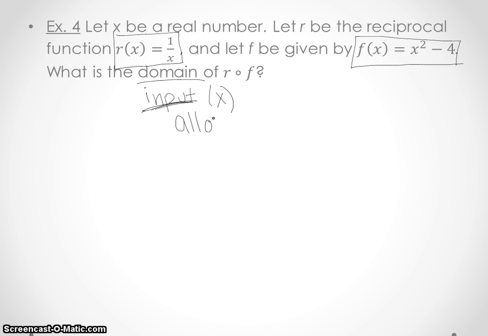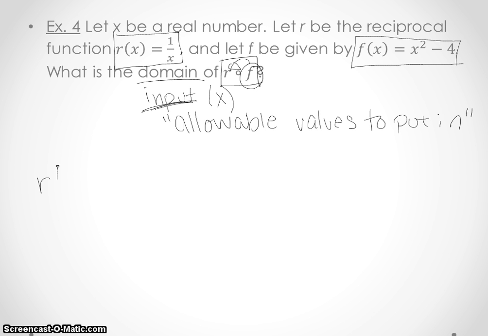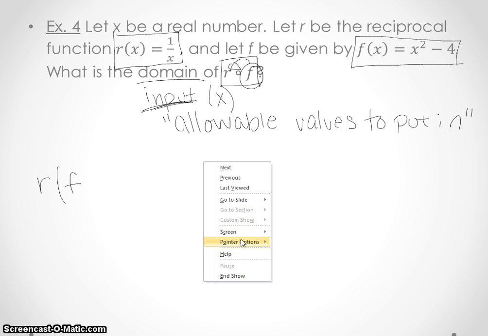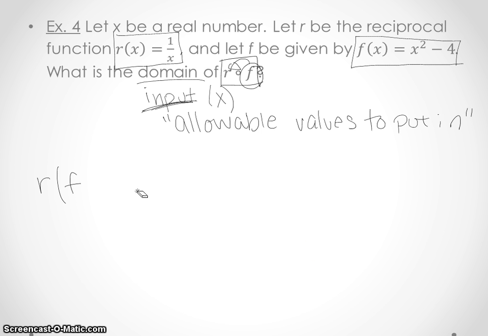So allowable values to put in. Just kind of remember that. That's going to be key here in a second. But first, they want the domain of r of f. So we actually have to compose these two functions. We're going to take f and plug it into r here. So we start with r, so r of f. Well, I'm sorry, let me rewrite it the way that they're doing it here with your composition.